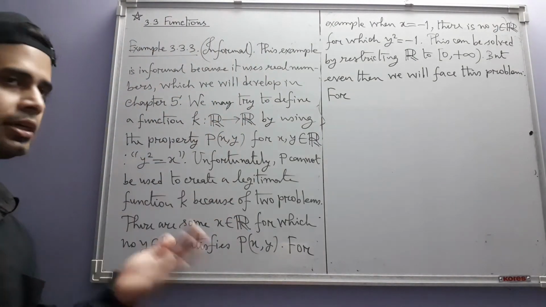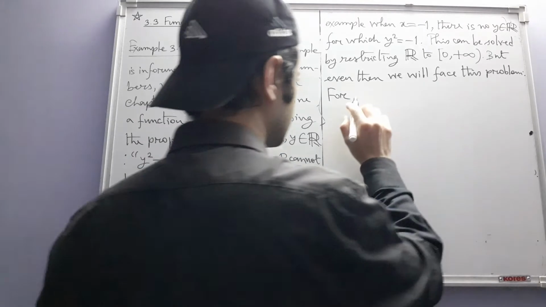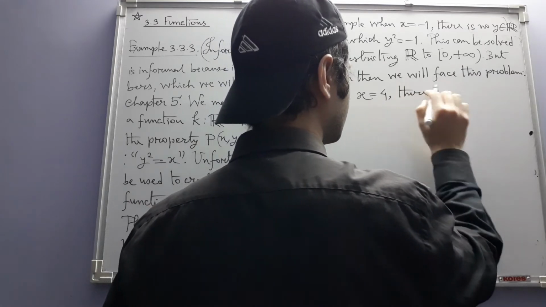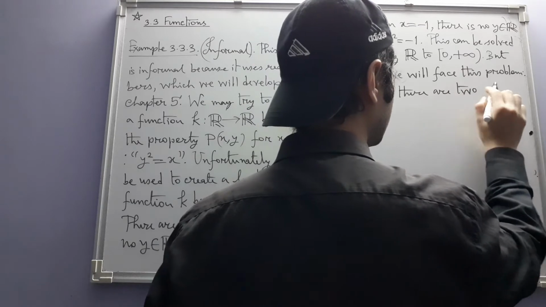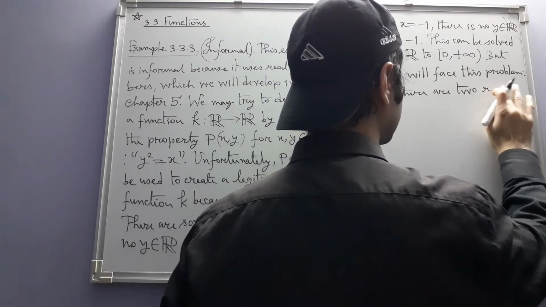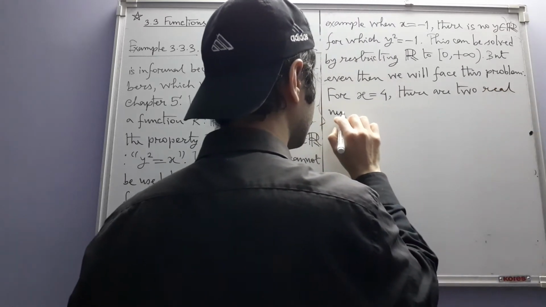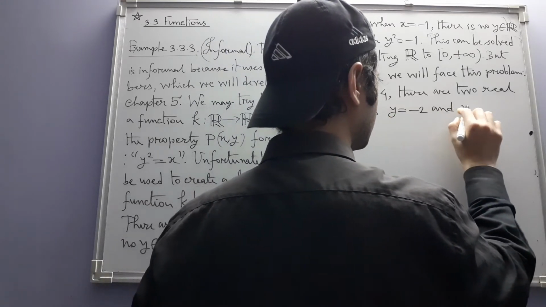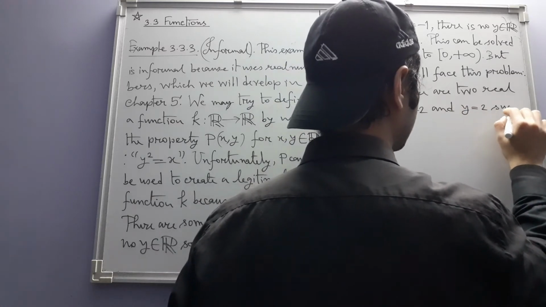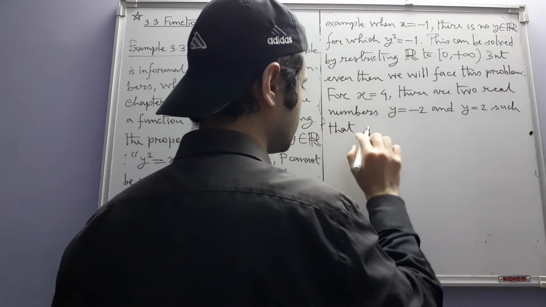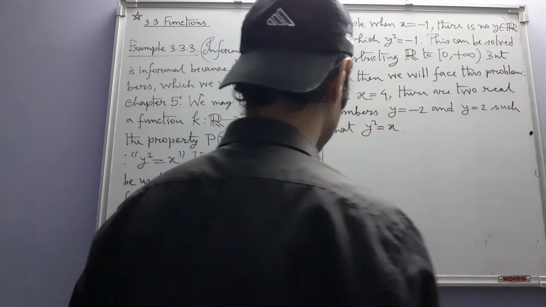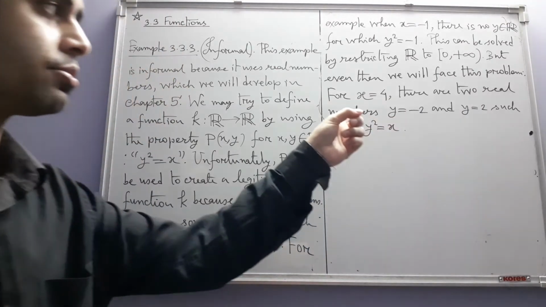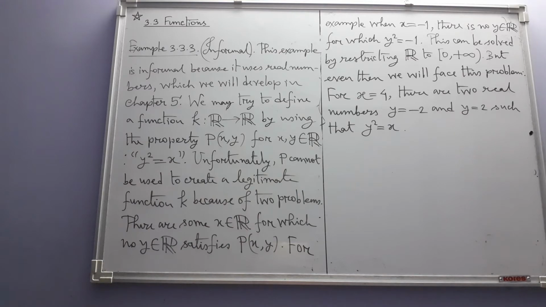For us, there is no negative value of x. We will choose x to be positive. So let us choose x equal to 4. There are two real numbers, y equal to -2 and y equal to 2, such that y square is equal to x. So the test is still failing. It's because for a given x we don't have a unique y for which this property is true.